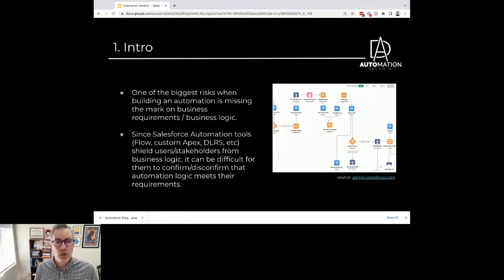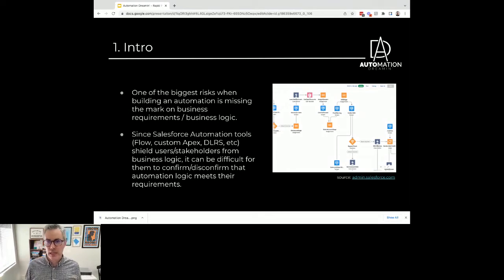So when we're talking about Salesforce automations, flows, custom Apex, whatever we're talking about, these are powerful tools because they actually take the business logic that they're implementing and they shield the users or the stakeholders from that business logic. It's what makes them powerful. And at the same time, it can make it difficult for stakeholders to actually see what's going on behind the scenes and to confirm or disconfirm that the automation logic meets their requirements.